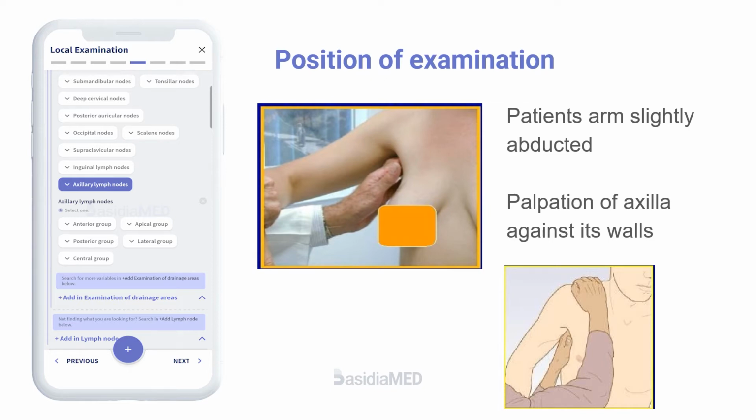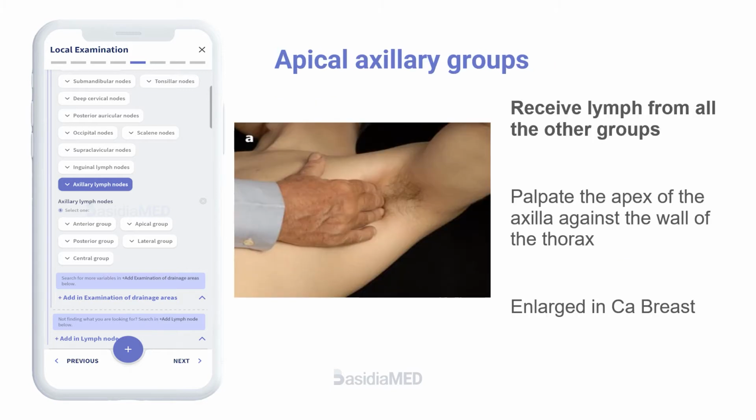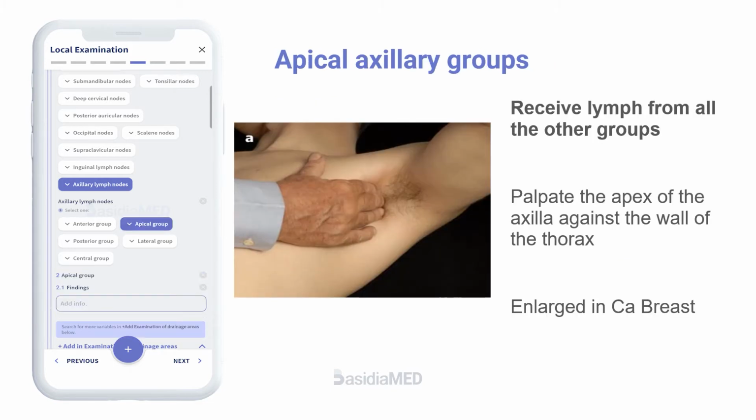The lymph nodes are examined by inserting the fingers in the axilla, with the patient's arm relaxed and slightly abducted. The apical axillary nodes receive lymph from all the other axillary lymph nodes, cephalic vein nodes, and upper peripheral breast. To palpate them, the palm is turned medially, and the apex of the axilla is palpated against the wall of the thorax. The apical group is enlarged in breast malignancies.